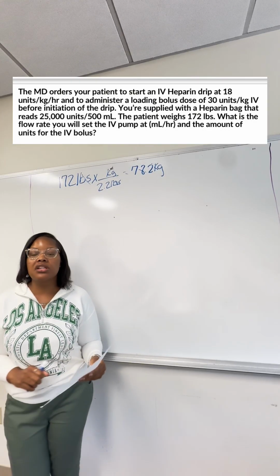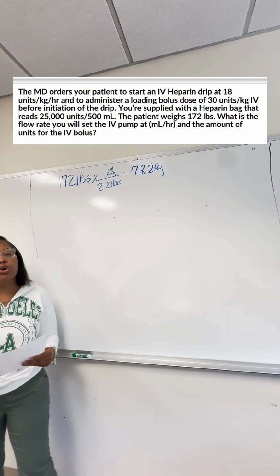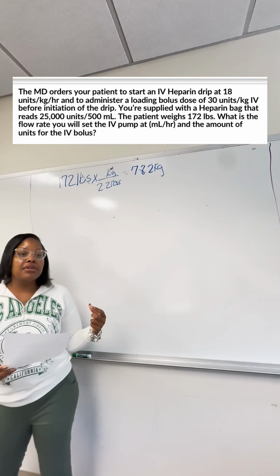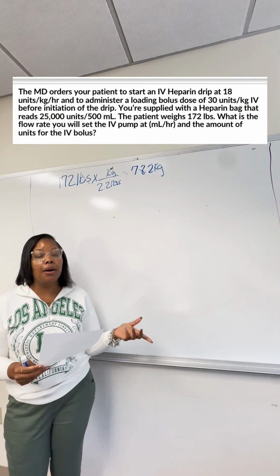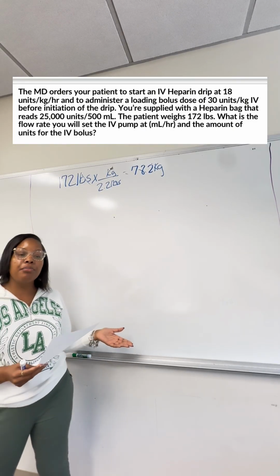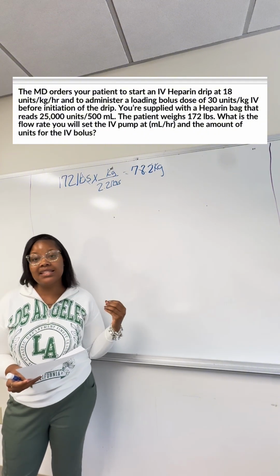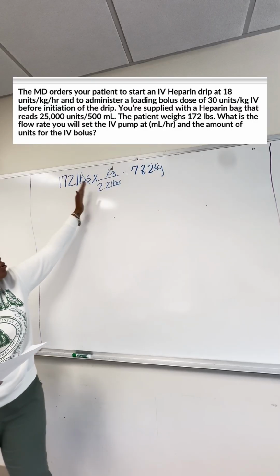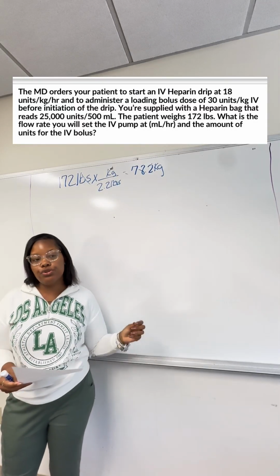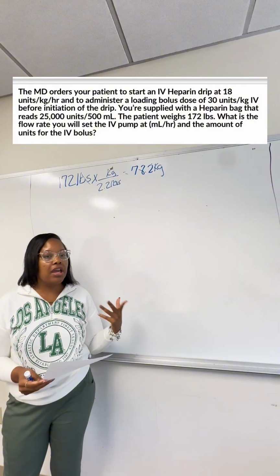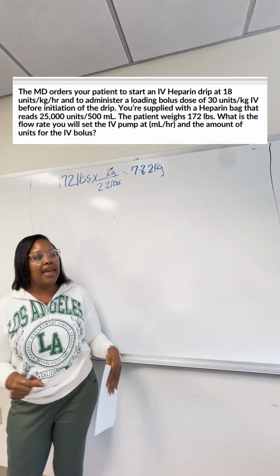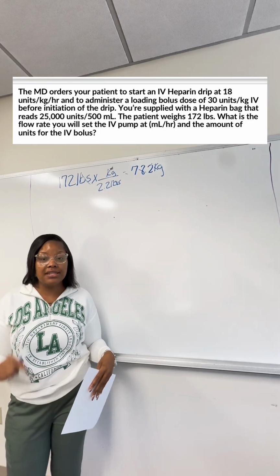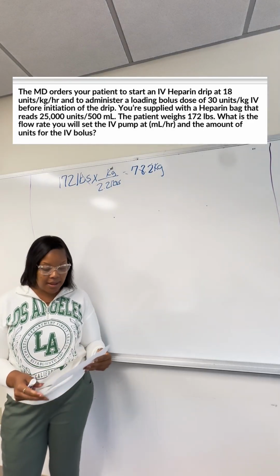All right, so this question is asking for two things. It wants to know what is your infusion rate, and that's mLs per hour, and then what is the amount of units you're going to give in the bolus. So we know with heparin, we need to be in kgs because it is weight-based. So we have already converted our patient's pounds to kgs. Now, one thing about heparin calculations, you will see that the weight is typically already rounded to the tenths, okay? So that's how we got 78.2.